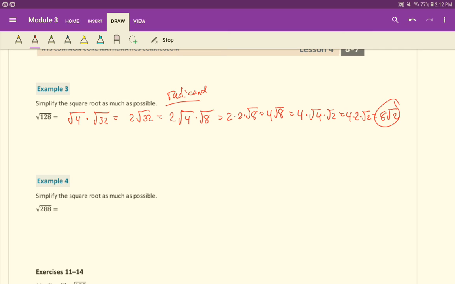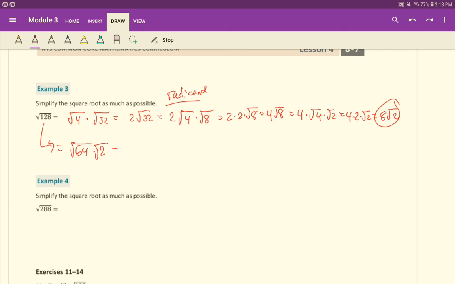Okay? Now, this seems like a lot of work, right? Is there any way to make it faster? The answer is yes. When you look to simplify that square root, don't always just settle for the first perfect square that you find that divides it. For example here, the square root of 128 is 4 times 32, but it's also 64 times 2. Root 64 times root 2.